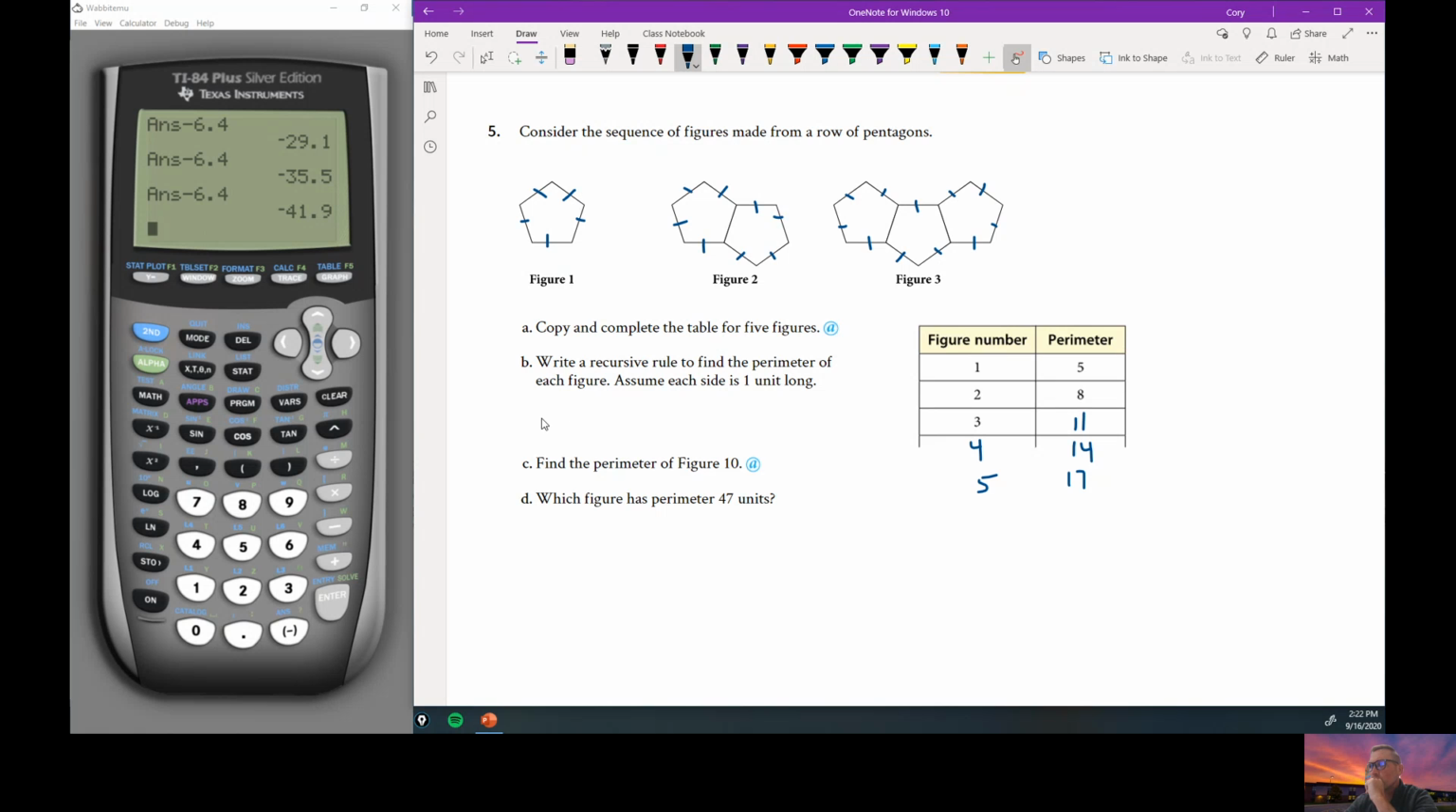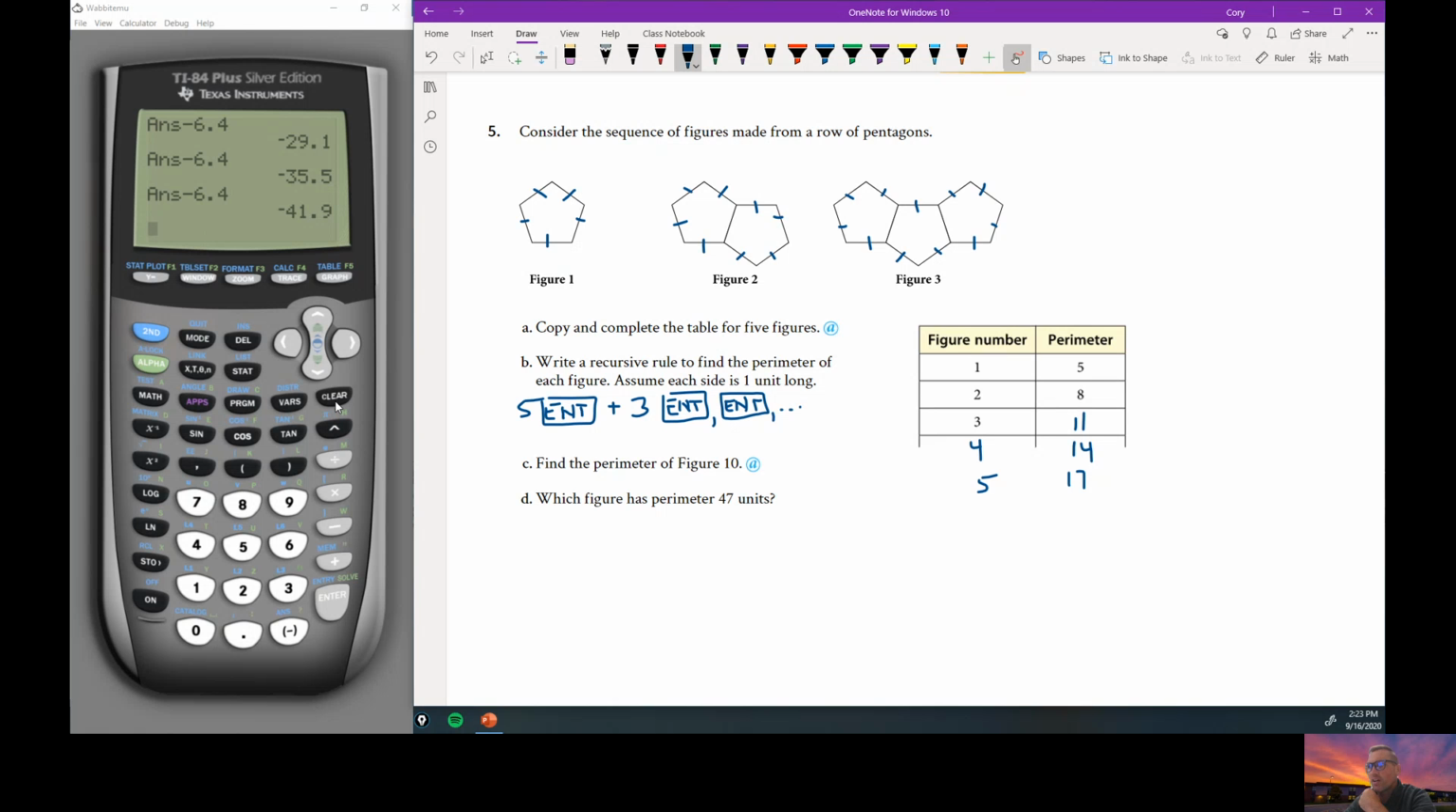Write a recursive rule. So that would be 5, enter, plus 3, enter, enter, so on and so forth, okay? So there's our recursive rule.